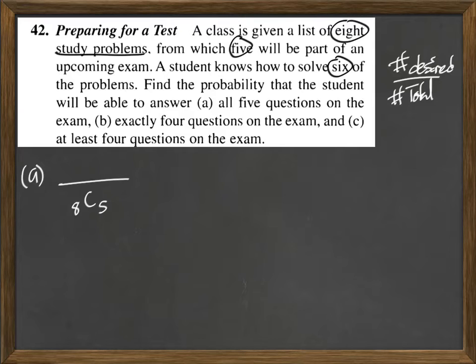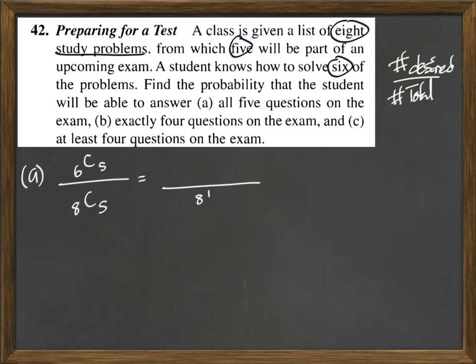Now the top, it says, is what we want. So let's look at A again. It says all 5 of the questions on the exam he knows. So that means 5 are chosen from the 6 that he knows, right? So that would be the total that he knows, and he's choosing 5 of them. All right, so let's simplify these.